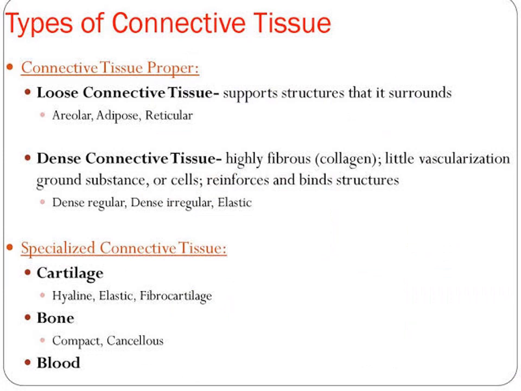Types of connective tissue, already I said some key points. Easily you can carry the points. Okay. So connective tissue proper, loose connective proper. So the support structure cells around: areolar, adipose, reticular. And the dense connective tissue, highly fibrous, collagen. And the specialized connective tissue: cartilage and bone, blood. So the cartilage, hyaluronate, and the bone, compact, and the blood, ABO blood group, and the blood contains the components. Just recall the key points. Okay.